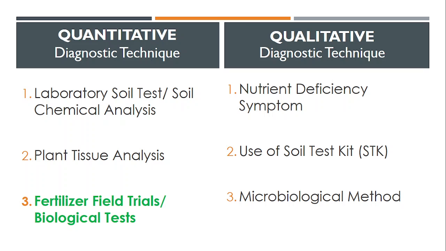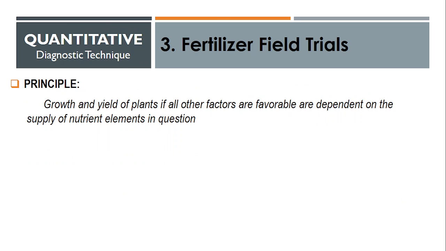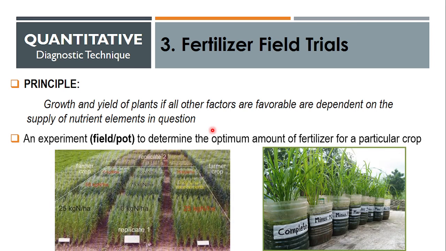Now we go to the third one, which is the fertilizer field trials or biological test. This is based from the principle that the growth and yield of plants, if all other factors are favorable, are dependent on the supply of nutrient elements in question. Okay. Dito, pwedeng field or pot experiment ang gagawin dito sa fertilizer trial.